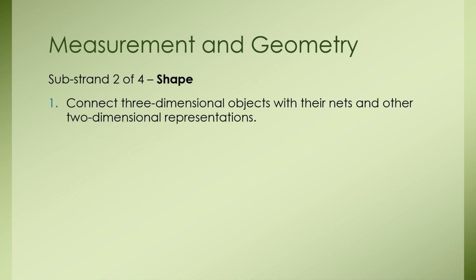Now the next substrand is shape. Here it's about connecting three-dimensional objects with their nets and other two-dimensional representations. So it's pretty much just forming that connection between, for example, making a rectangular prism, which will be a result of 2 squares or rectangles on the ends and then 4 rectangles in the middle.